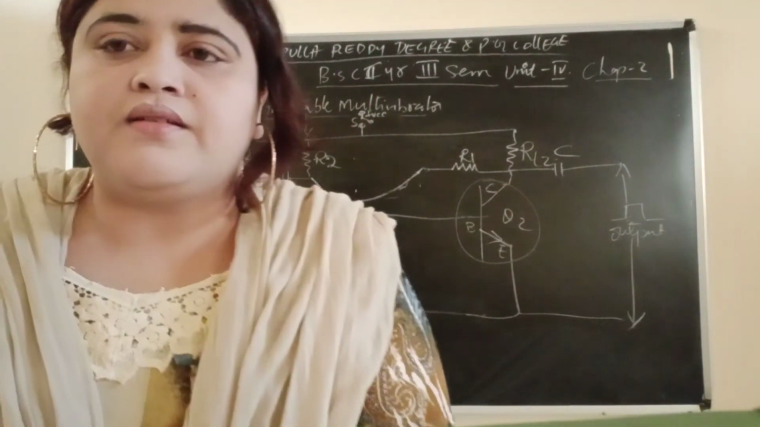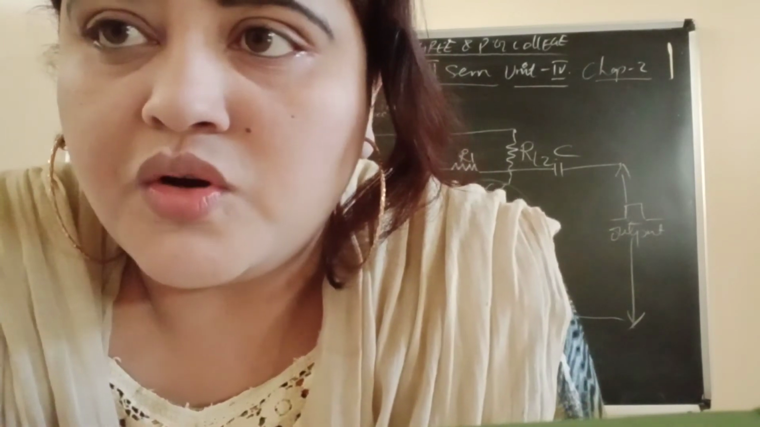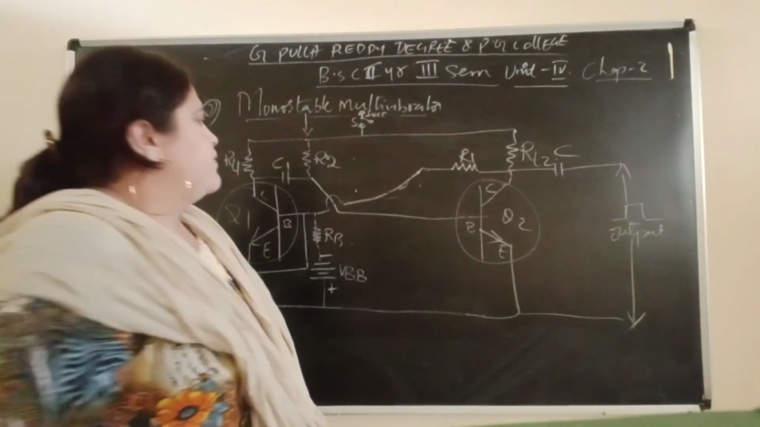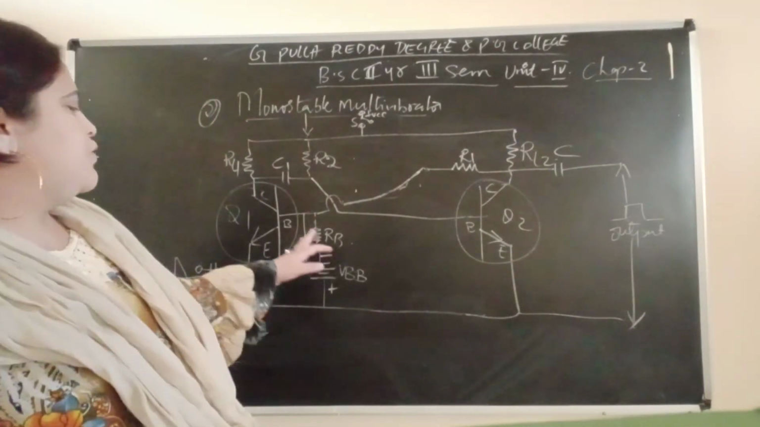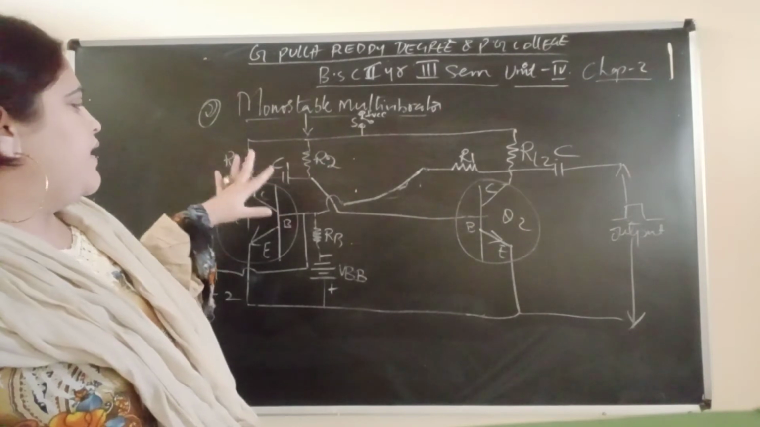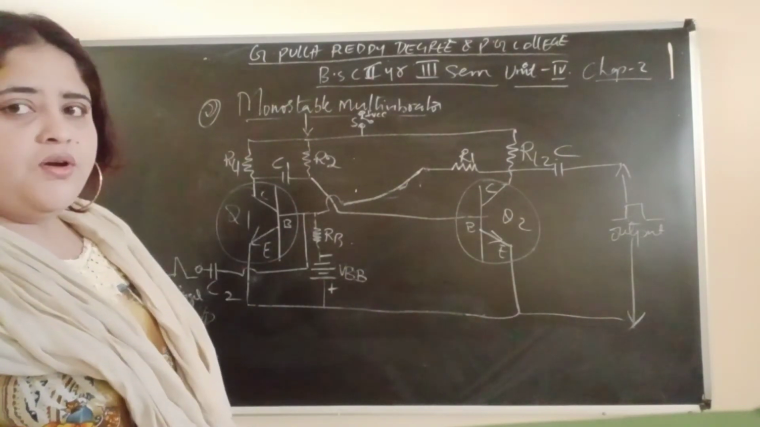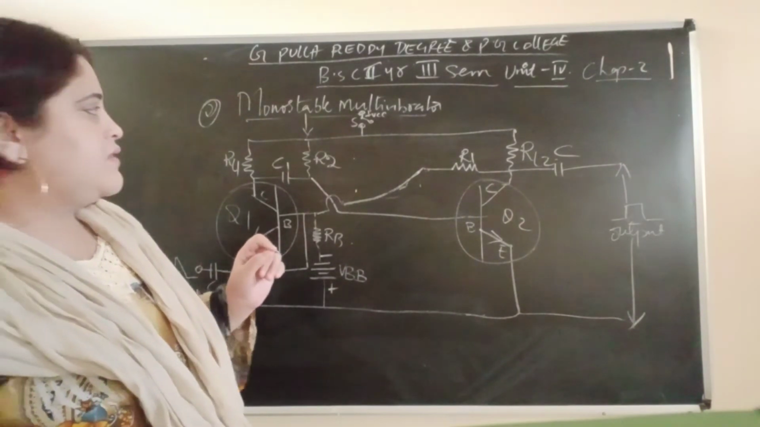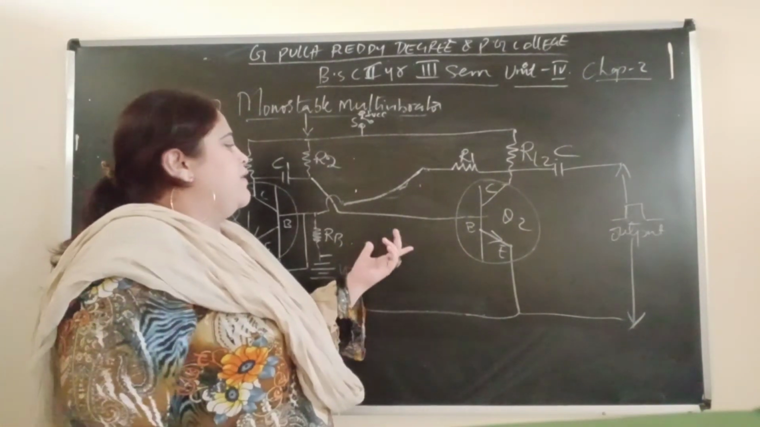Now we will start the circuit description of the monostable multivibrator. First, in the introduction part, you have given the introduction. After the introduction, you have to draw the circuit diagram neatly with a black pen, because scanning is going on for the sheet.